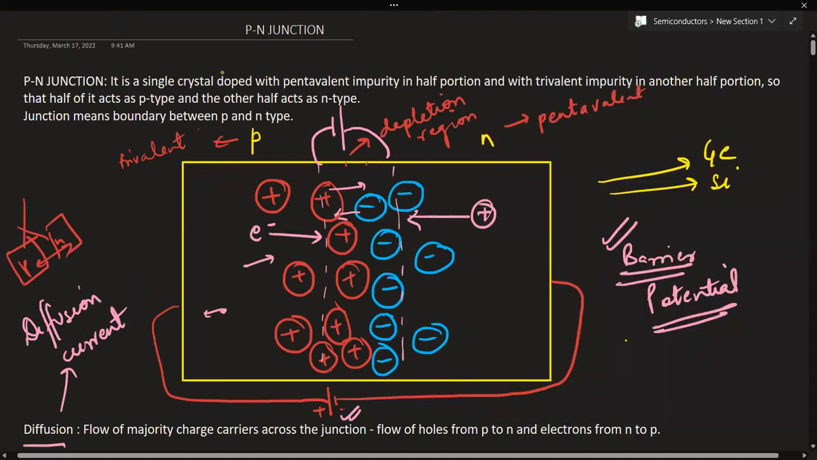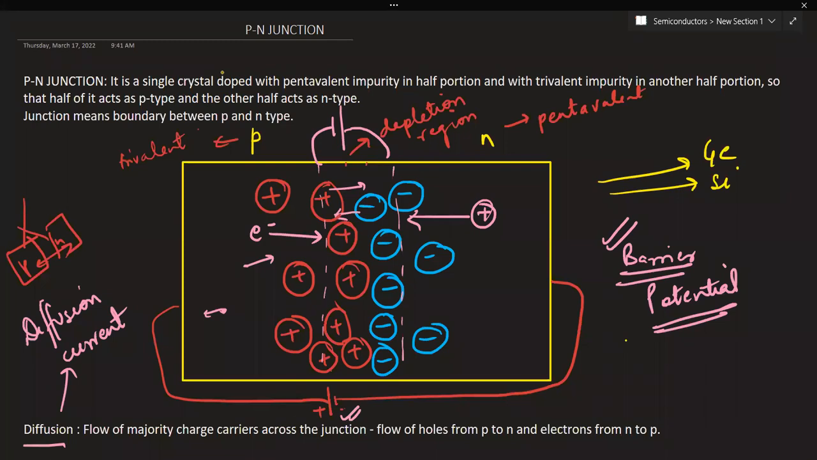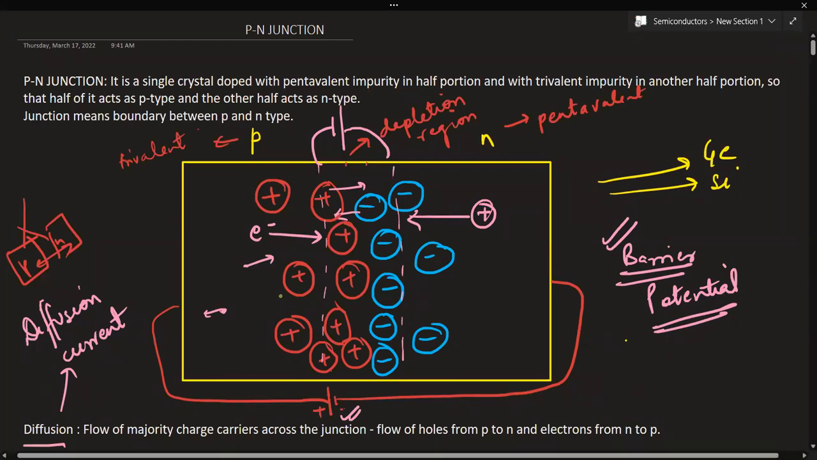Okay, regarding PN junction, this is a single crystal doped with pentavalent, making it P type on one side and N type on the other side. So this junction is known as PN junction.